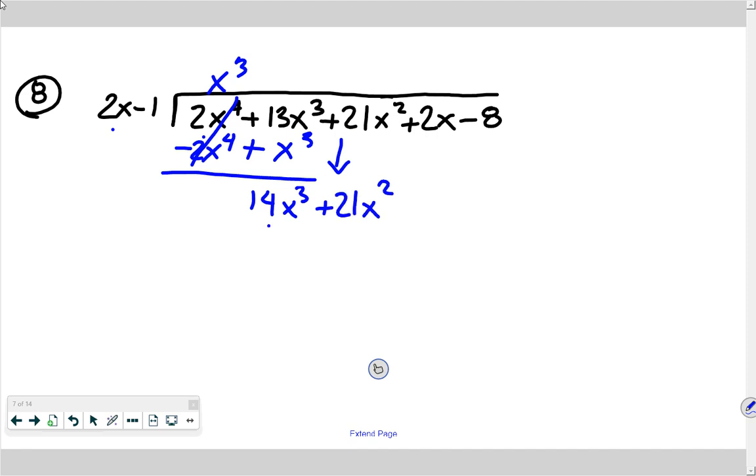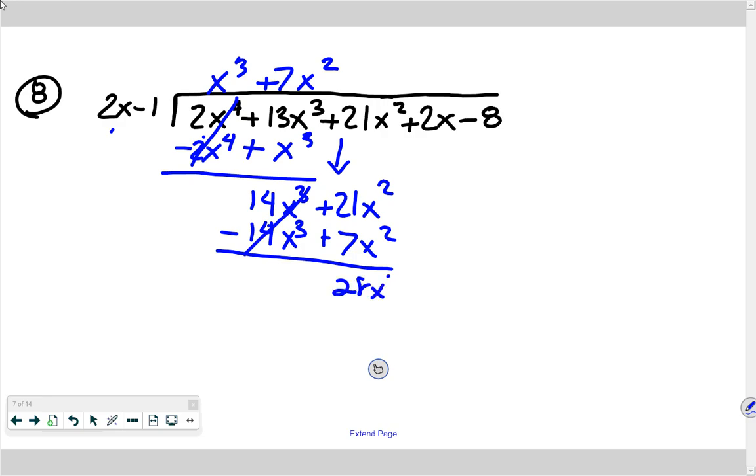So first divided by first, that's going to give me a positive 7x to the second. When I distribute it back out, it gives me 14x to the third, and then 7 times the -1 is going to be a negative 7x to the second. But I've got to switch, switch. That goes away. That comes down as 28x squared.